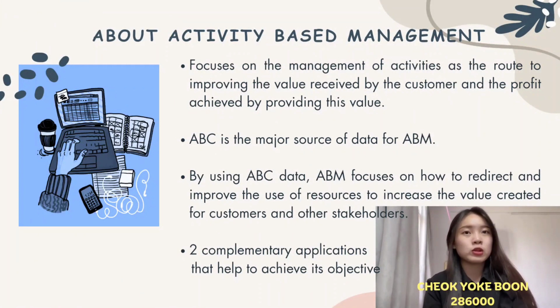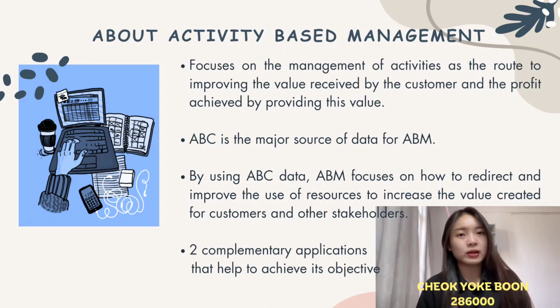Now I will explain activity-based management. Activity-based management can be called ABM. ABM focuses on the management of activity as the road to improve the value received by customers and the profit achieved by providing this value. ABC is the major source for ABM. By using ABC data, ABM focuses on how to redirect and improve resources to increase the value created for customers and other stakeholders. ABM accomplishes two complementary applications: operational ABM and strategic ABM.